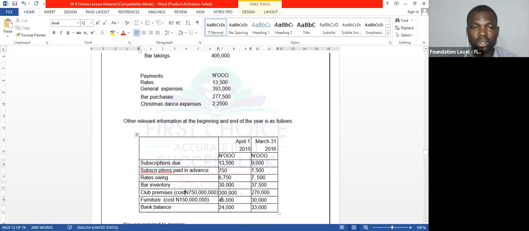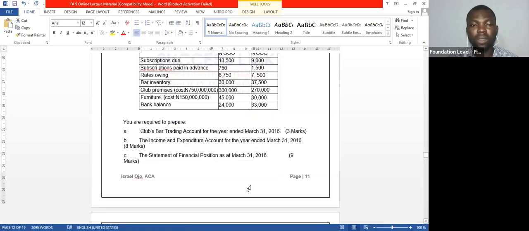If we are given closing stock, you come here and put, okay, this is bar inventory. Can you see? It means that at the beginning of the year, which is April 1st, 2015, we have opening stock of 30,000. And at the end of the year, our stock is valued at 37,500. So if we have this to be 37,500, it means it's our closing stock. So we have our purchases and our bar inventory, then we can get the total cost of sales. So let's come back here.